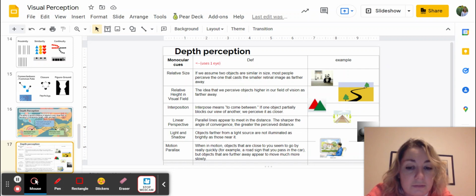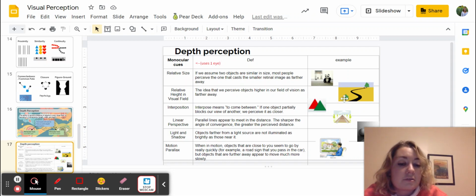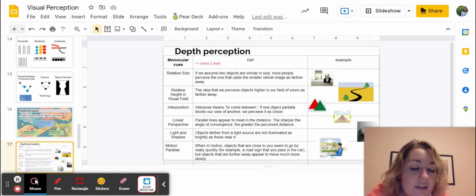Relative height in visual field. We perceive that objects that are higher in our field of vision are farther away, right? So we see here this tree is lower than this tree. So this tree on the left is going to be closer to us than this tree that's higher up. The higher up one is our depth cue. It's going to be further away.